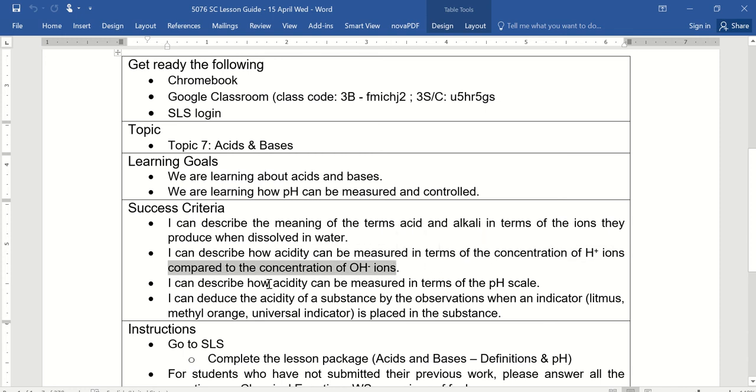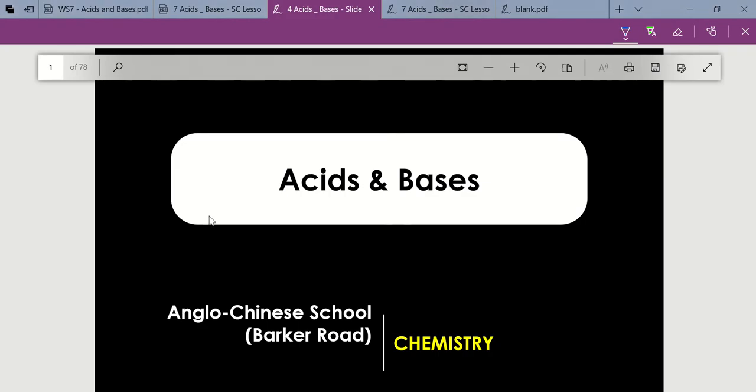I also need to be able to describe how acidity is measured in terms of the pH scale. The lower the pH, the more acidic it is. And also learn how to deduce the acidity of a substance by the observations of the indicator. So it is mainly the colors.